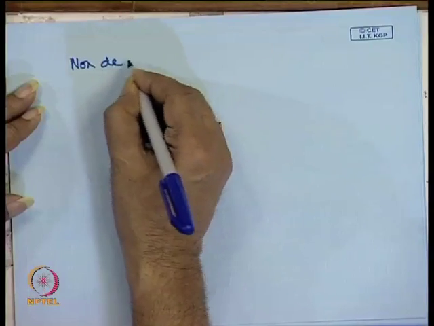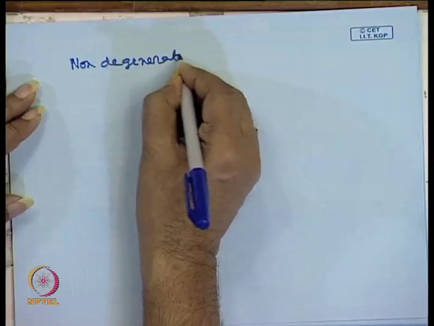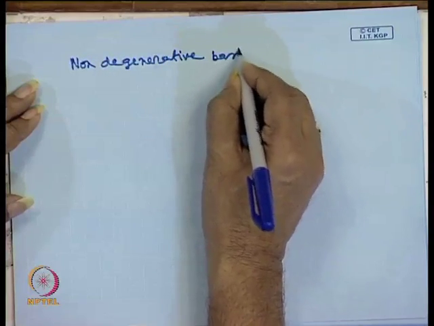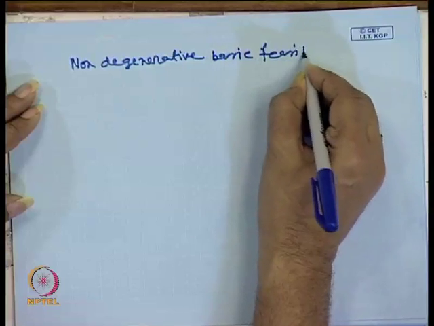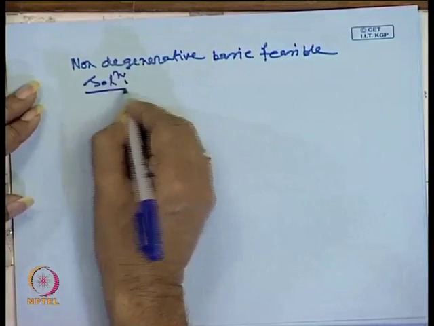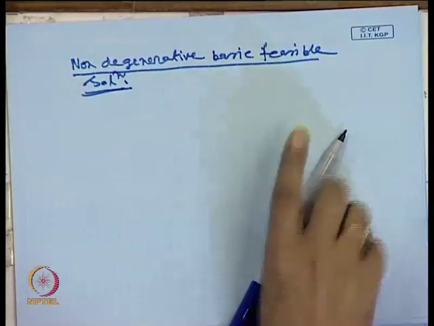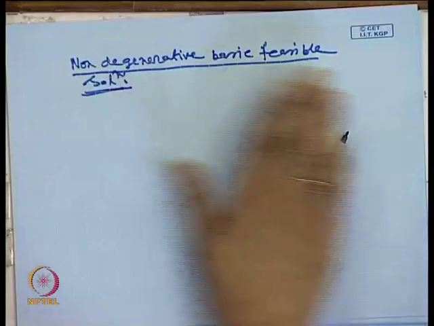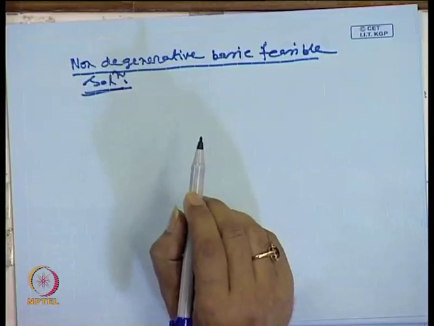So, next is the non-degenerate basic feasible solution. Suppose you got the basic solution of this linear programming problem. If all the basic variables are positive, then it is called a non-degenerate basic solution. All basic variable values are positive, then it is called a non-degenerate basic solution.